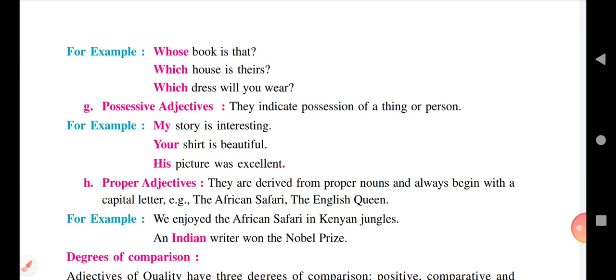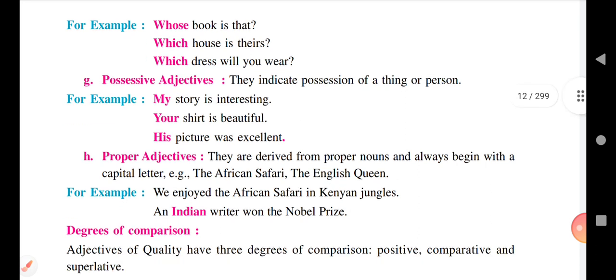For example, whose book is that? Which house is theirs? Which dress will you wear? G. Possessive adjectives. They indicate possession of a thing or person. For example, my story is interesting. Your shirt is beautiful. His picture was excellent.